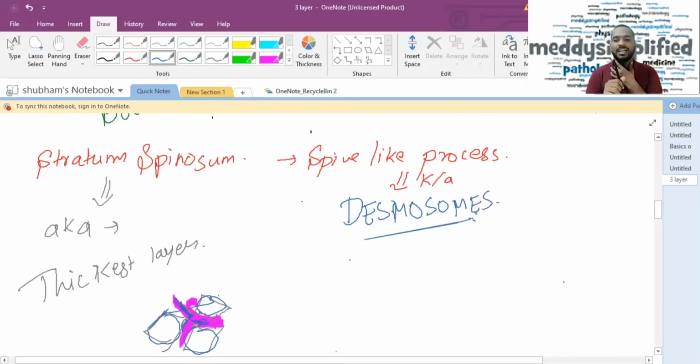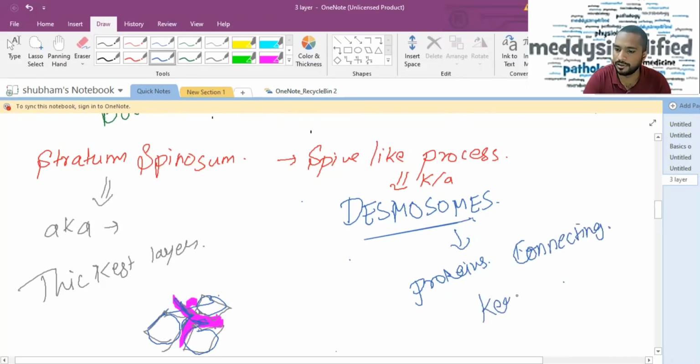Okay, so the spine-like process is known as desmosome, and desmosomes have a very important function: they are the proteins connecting an important cell of the epidermis, that is keratinocytes. What is keratinocytes? I will tell you in a while. But to remember desmosomes, it is important that it is a protein connecting all the keratinocytes.